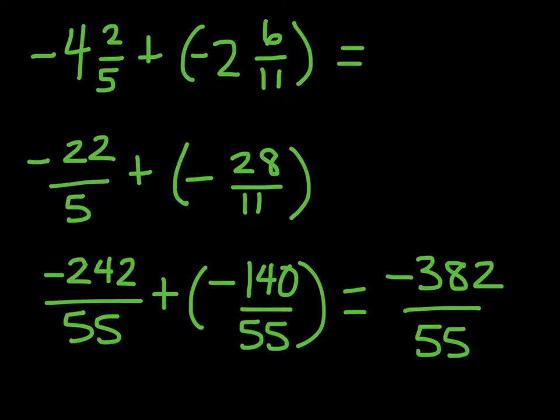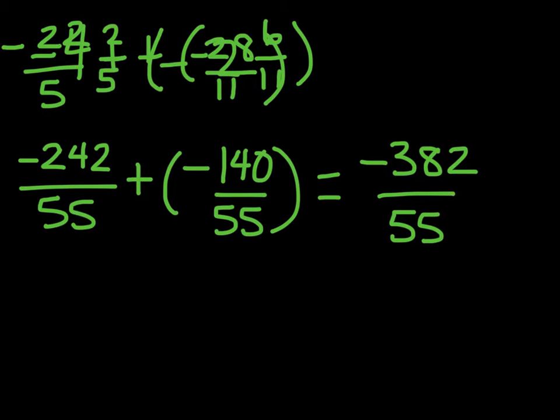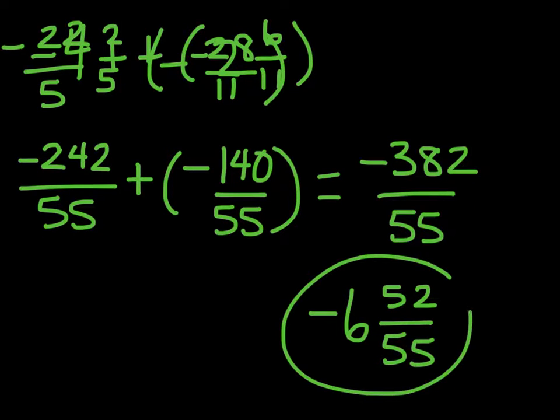Now to simplify, we need to convert this to a mixed number, which will be, hold on a second, let me give us a little bit of space. Let's see, 55 will go into -382 6 times, giving us a remainder of 52 over 55. And our final answer is -6 and 52/55.